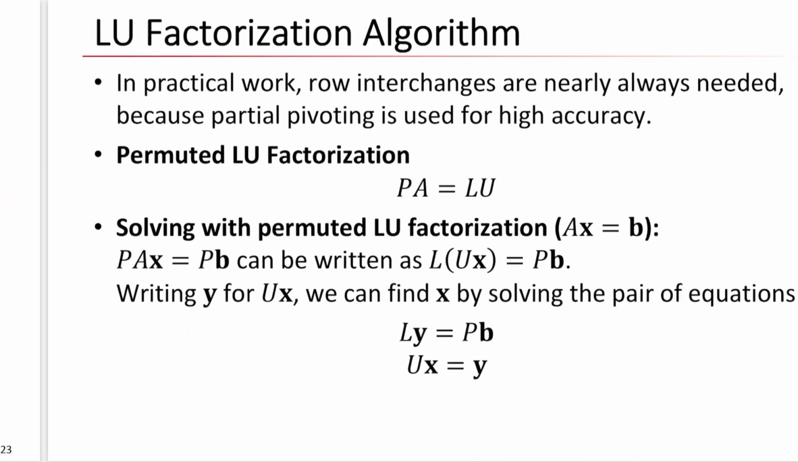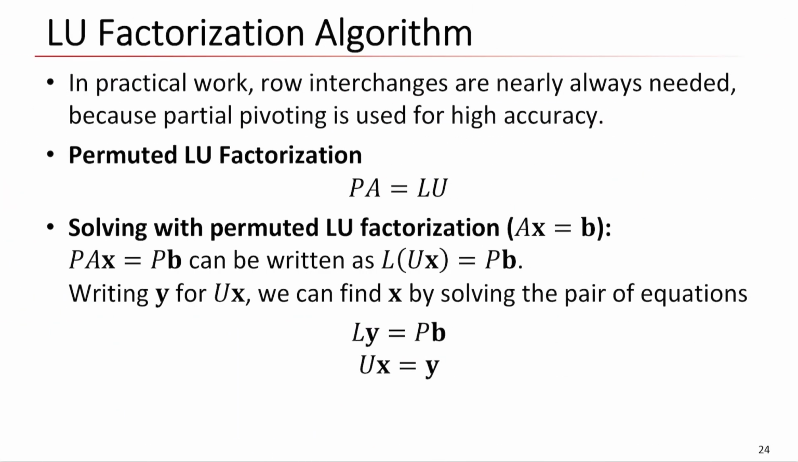Okay, so finally, in practical work, row interchanges are nearly always needed. Okay, so if you remember the pivot position, partial pivoting, the partial pivoting is frequently used for high accuracy, right? What was the pivot position? Partial pivoting. What was that?